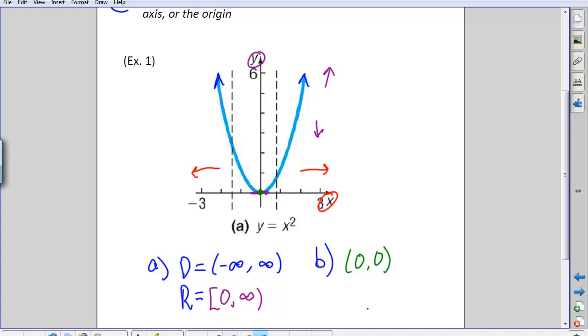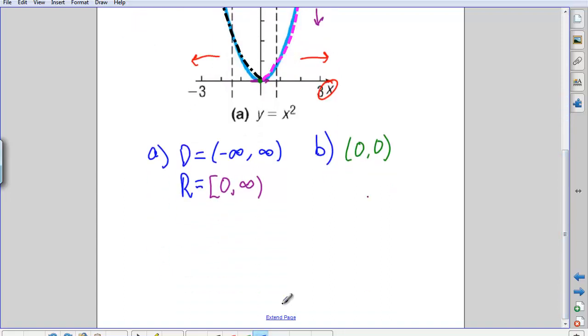Now the y-axis, though, it does have symmetry to the y-axis. You'll notice this piece right here, let me do it like this. This piece right here does match up with this piece right here. So we can fold that at the y-axis and get that symmetry there. And so we do have y-axis symmetry on this graph.